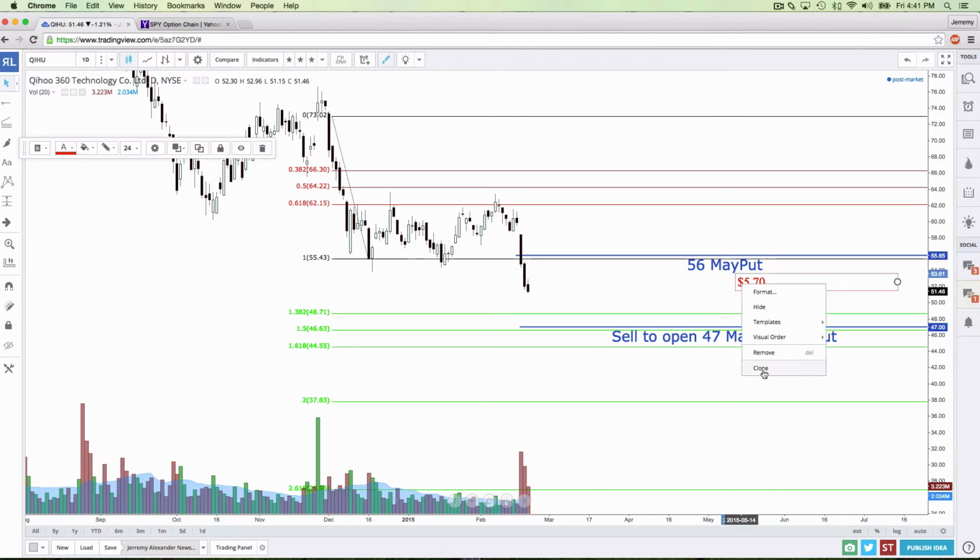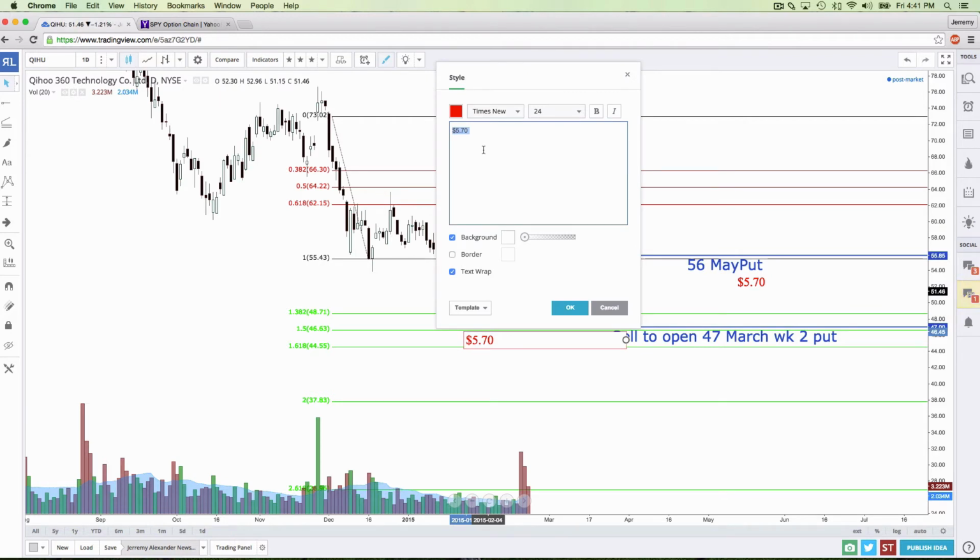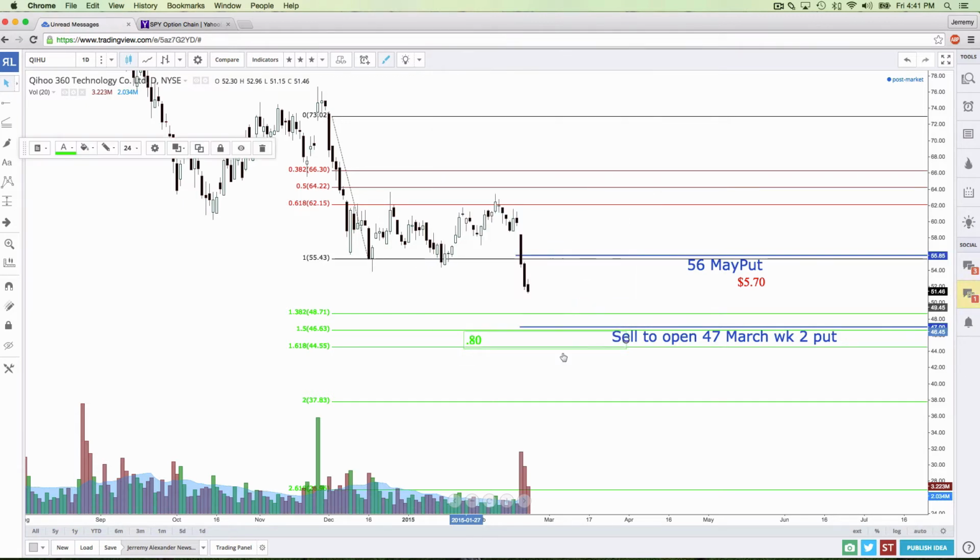When he sells the lower put, this 47 March week 2 put, he's not going to rob the bank. But he might make approximately 80 cents. Now, this is a guess, just from prior experience. He's going to make some money, about 80 cents, give or take.